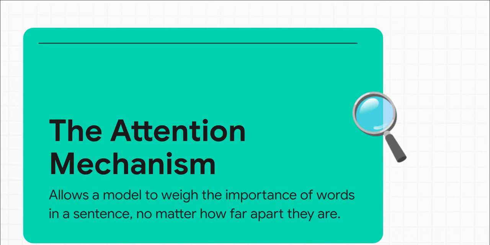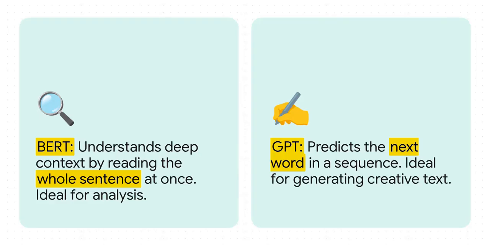This completely solved the memory problem, but maybe even more importantly, it allowed for what's called parallel processing, chewing on the whole sentence simultaneously. And that meant we could suddenly build and train these models on a scale that was completely unimaginable before. And this one breakthrough, this attention idea, immediately created two different paths forward, two powerful new types of models.